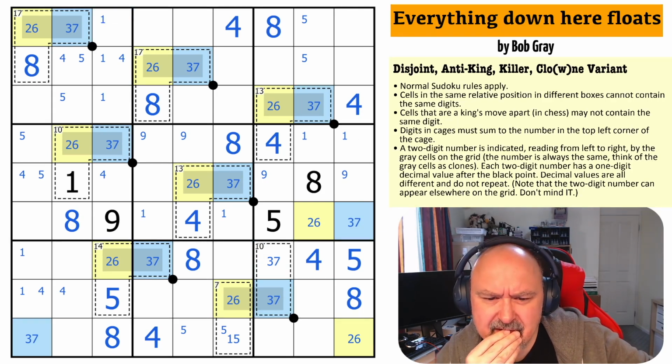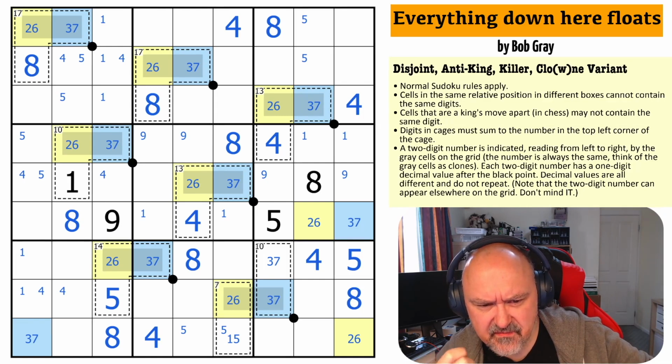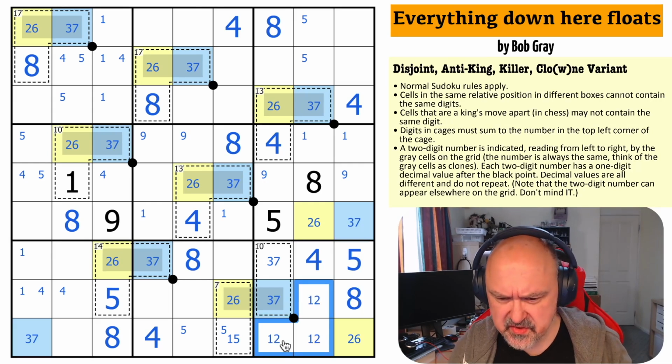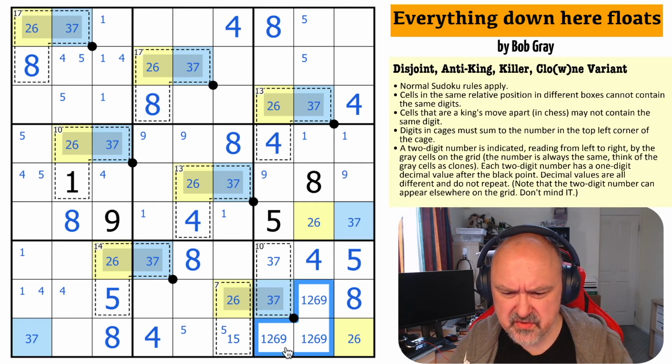I am not getting it. So the digits that can't go on dots are 8 and 4. But I've already got that. I've got all the eights and I've got the fours pencil marked in boxes. I mean, is it this quadruple? This is 1, 2, can't be 3, 4, 5, 6, and 9. These are 1, 2, 6, and 9.